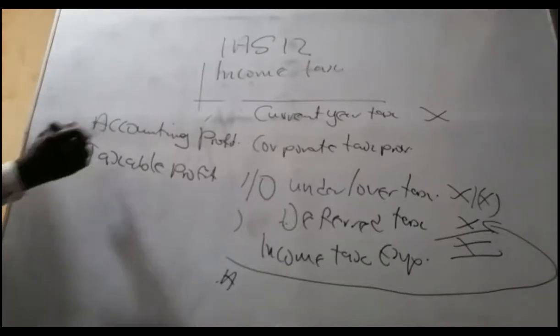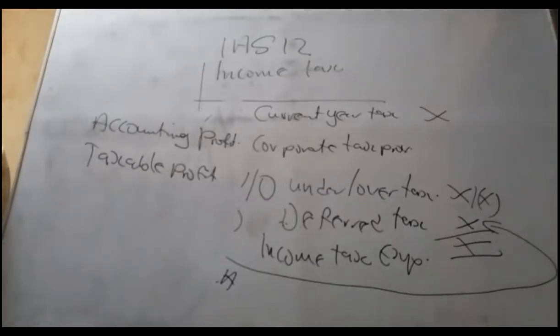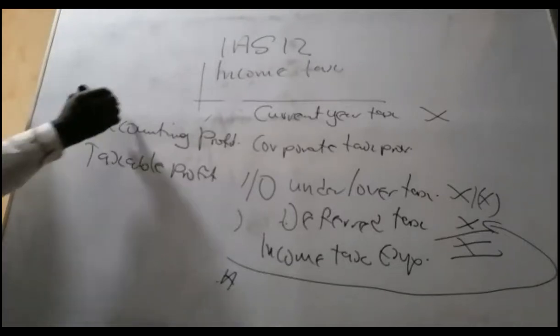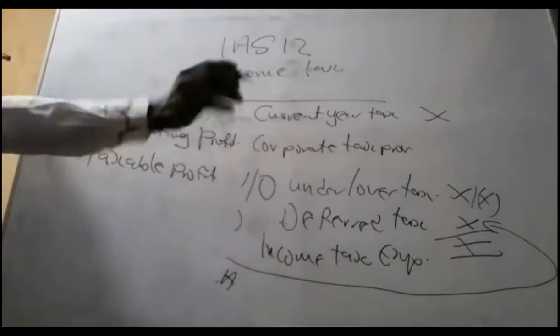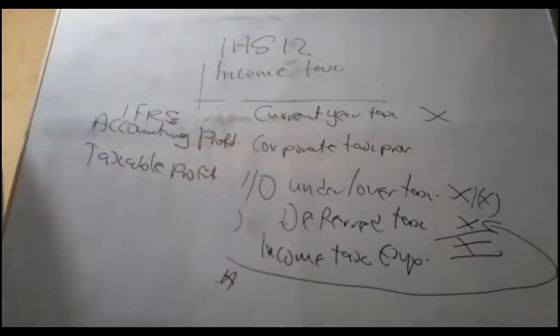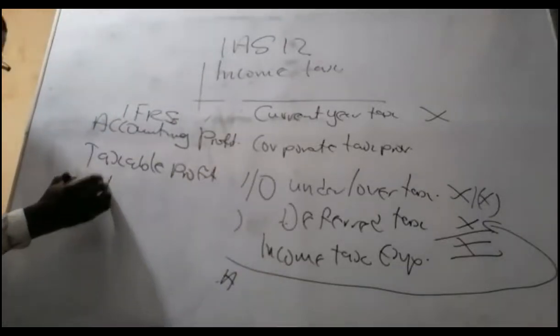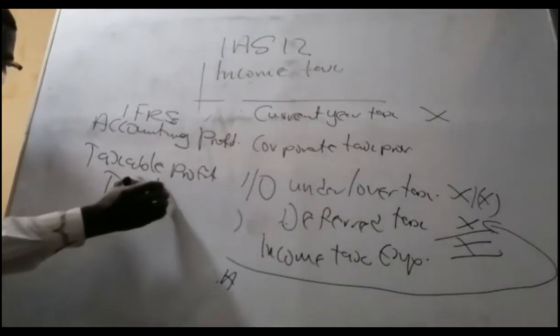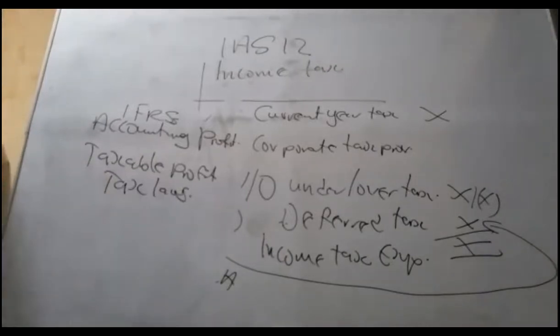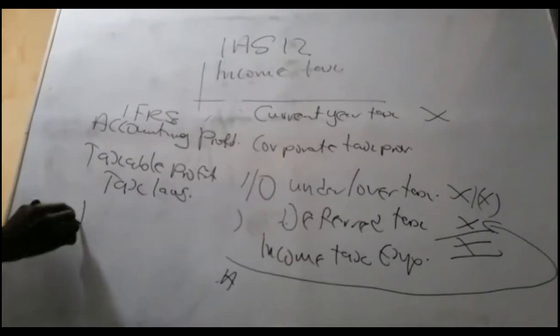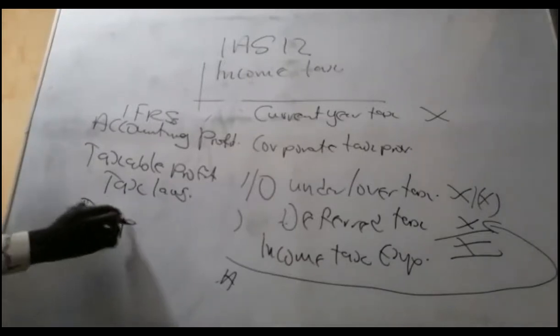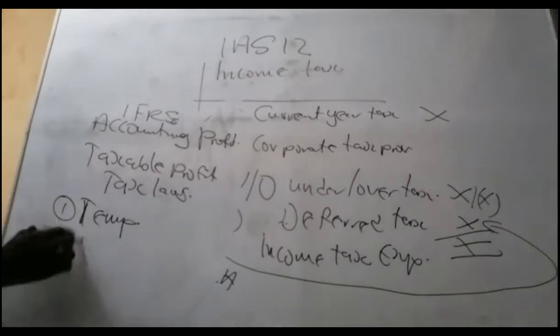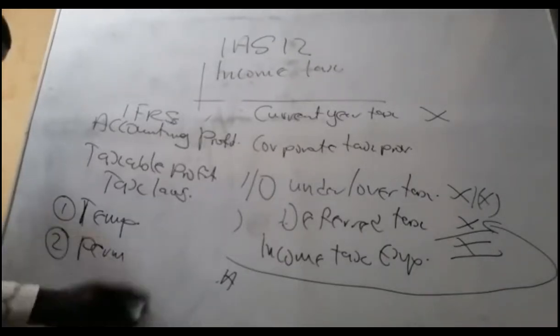Now this profit, will they be the same or will they differ? Why? What caused the difference? Good. You are using the IFRSs, right? And they are using the local tax laws. So definitely there will be some differences between these two profits. Now the differences, we've named them. One is temporal and one is permanent. You have temporal difference, one, and two, permanent difference. Good.